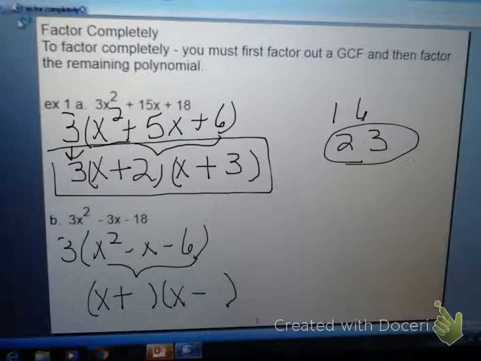Now this time, I need to find factors of 6 that subtract to get 1: 3 and 2. I am going to put the larger number behind whatever the first sign is. The first sign is negative, so I am going to put the 3 behind the negative. And again, don't forget to bring down the 3.